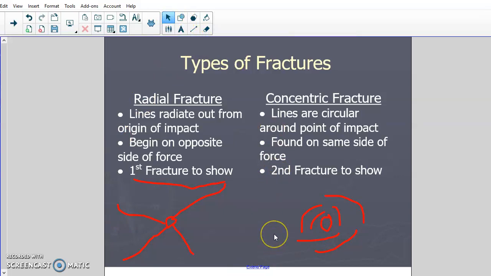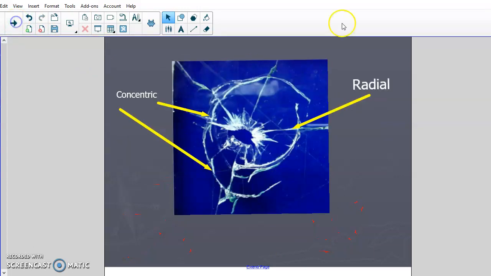So radial fractures radiate outwards, opposite side of the force, first fracture to show up. Concentric fractures are circular lines around the point of impact on the same side of the force, and the second fracture to show up. So let me show you an example here.